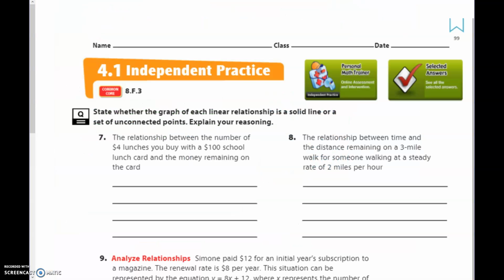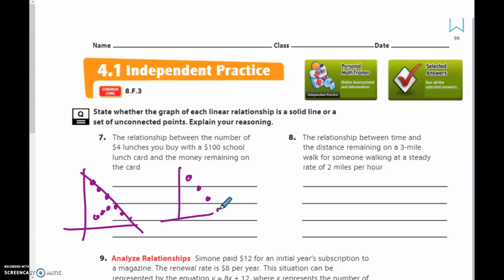So the relationship between the number of $4 lunches you can buy with a $100 school lunch card and the amount of money remaining. So they want to know if we would be able to connect these. So when we graph these, would we connect all of our dots? Actually, we'd be going this way because if we're spending money, we're always going to have less on there. So would we connect them? Or if we graph this, would they all be separate dots?